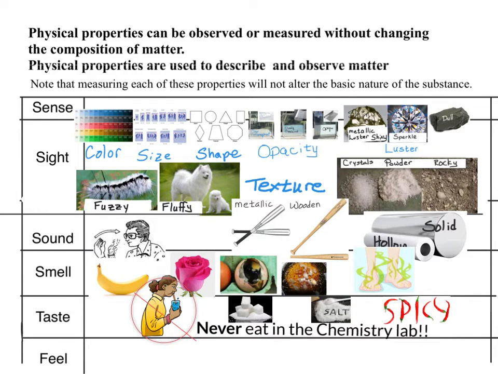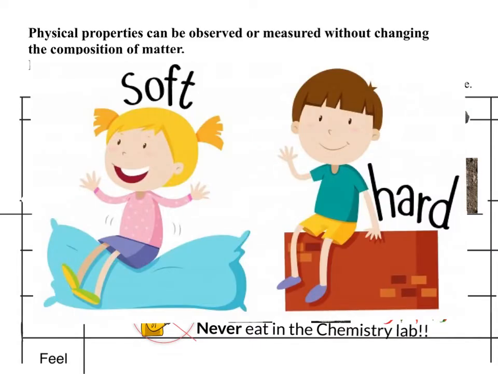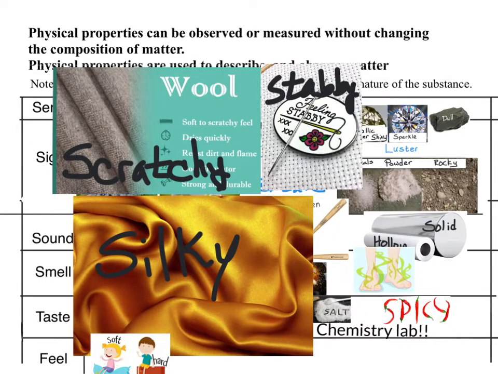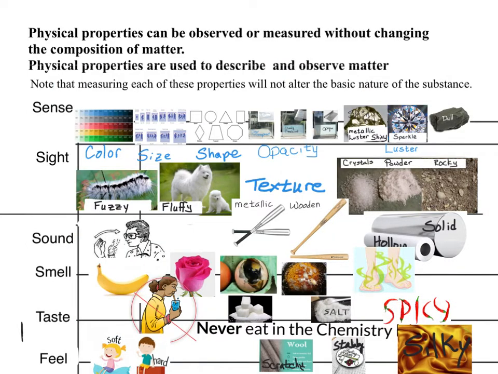For safety reasons, again, the sense of touch is not used a lot in the chemistry lab, but we certainly use it at home. We might use terms like hard or soft, fluffy, scratchy, stabby. I don't know if that's really a word, but I certainly know it when I feel it.